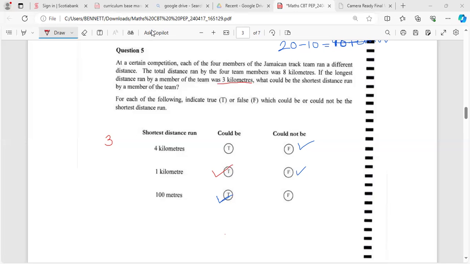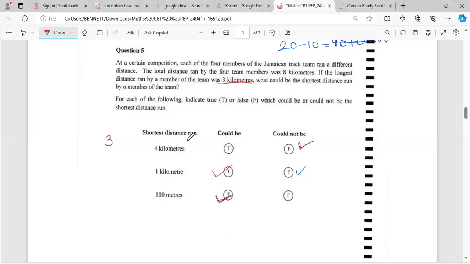All right, let me tell you what I think. I'm going to agree with this person that says 1 kilometer could be. Let me tell you why. Wait, sir, that means I got it right then, sir? I agree with your answer, Jeremiah. Let me tell you why I agree.